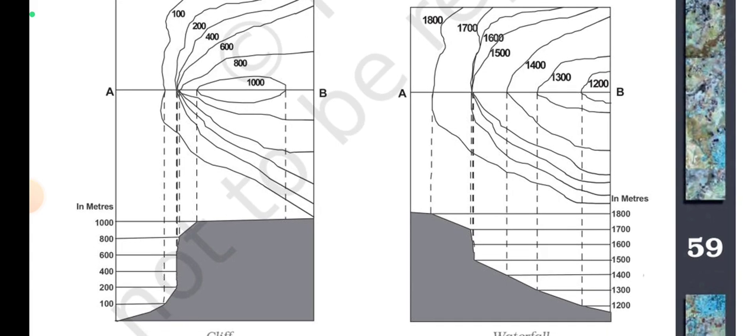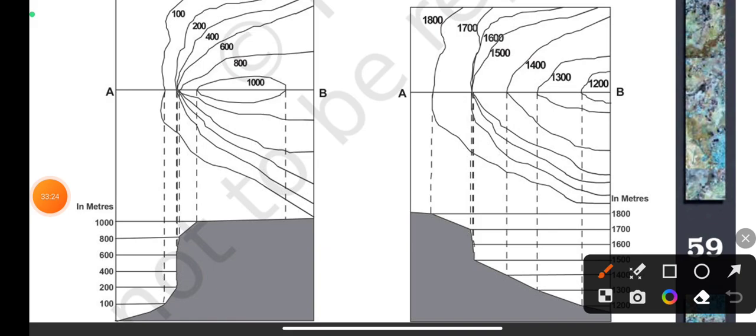And here also the contour lines are merging, see, because in the waterfall definitely there will be a cliff. You can see here in the waterfall definitely. Yeah, so sometimes a cliff is within the waterfall. You can say if there is a river, definitely there will be a cliff, and there will be a waterfall too. Okay, so here you can see this is a cliff.